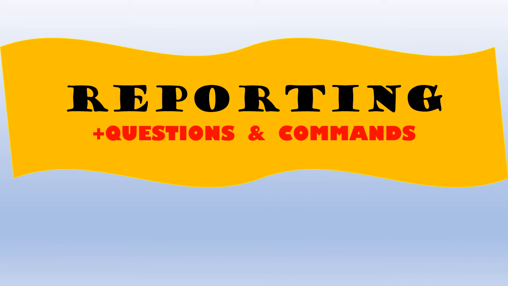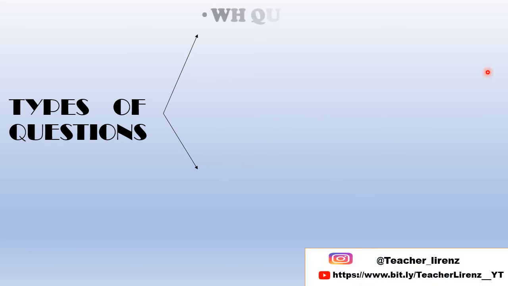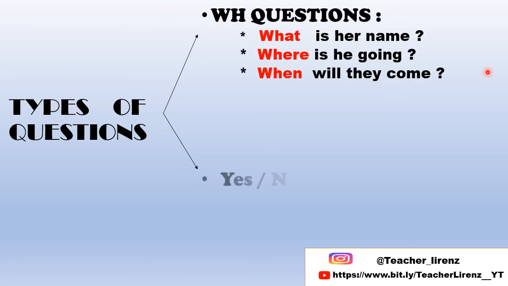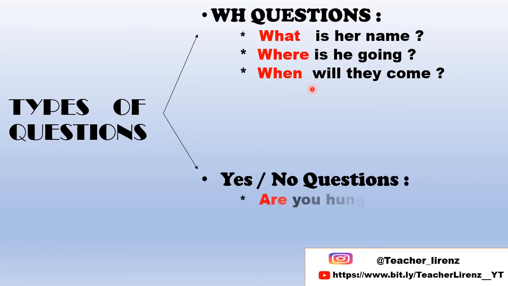Okay, you have learned the basic for reported speech. Now how about questions and comments? There are 2 types for questions. Double H questions, such as what is your name or what is her name? Where is he going? When will they come? And so on. Okay, these are the examples.